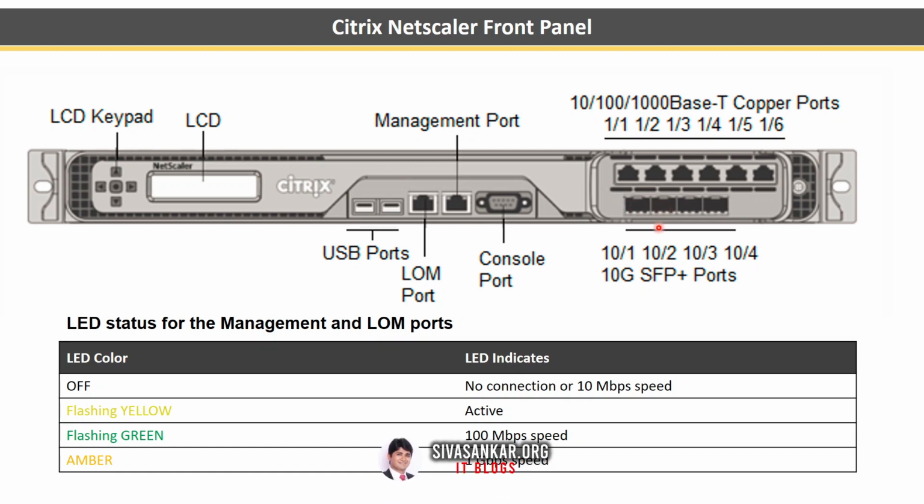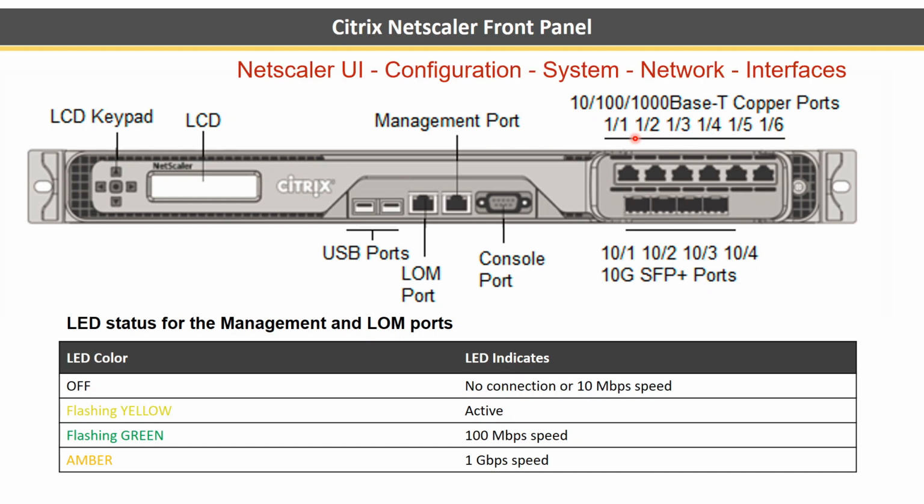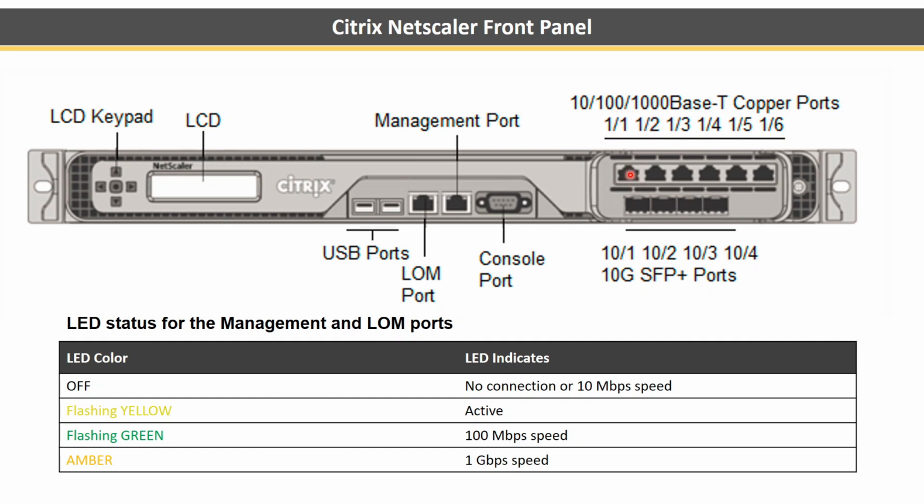So you put in SFPs, and these are called 10.1, 10.2, 10.3, because it is the interface name. Why is it called 1.1, 1.2, 1.3? If you go to System, Network, Interfaces, you will see these numbers. So if you connect a cable to 1.1, it means in the interface configuration it is 1.1, right? The same thing goes for the 10 gigs. So that's it. Now we need to know the LED status of the management and LOM ports, right?